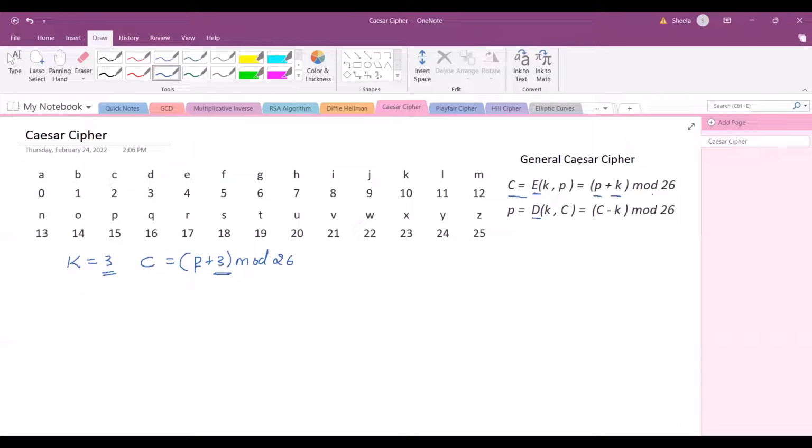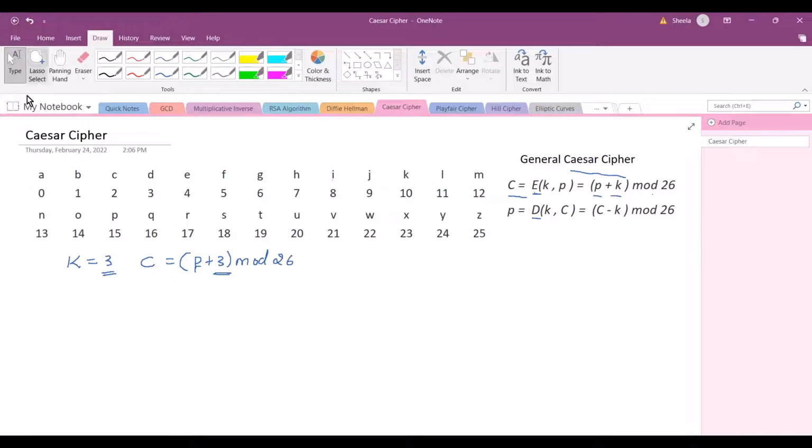But in a more generalized way, we can express Caesar cipher as P plus K mod 26. In that case, K can be a value other than 3. This is how we consider a general Caesar cipher.